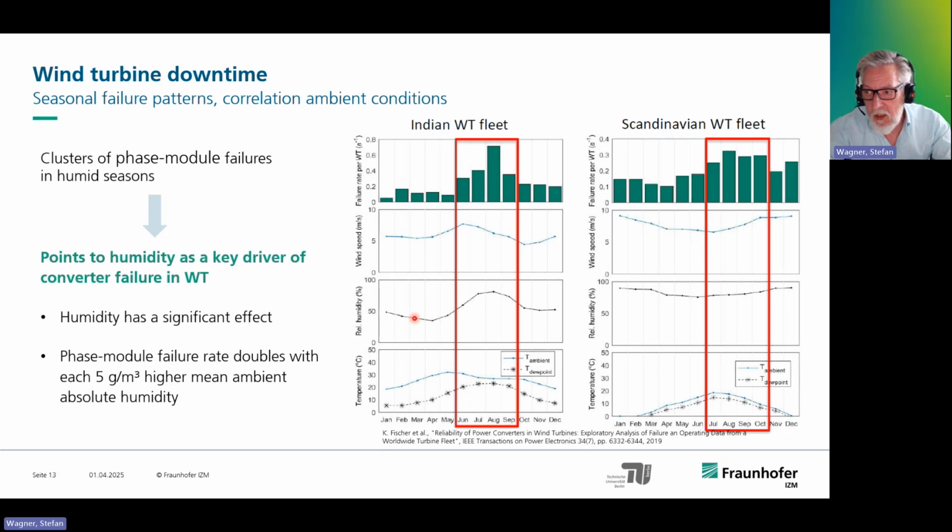If we take a look at the seasonal downtime of wind turbines, we see a cluster of phase module failures in the wet seasons, here in the summertime. This shows that humidity is a key driver of converter failures in wind turbines. Humidity, therefore, has a significant effect. You can see a slight regional difference between India and Scandinavia, here on the right.